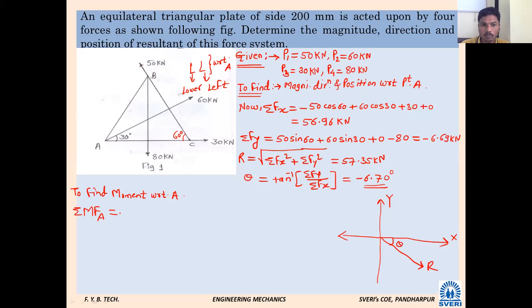Now let us see. P1 force 50 kilonewton with respect to point A. My simple question is, is it necessary to resolve this force, or directly can we find its shortest distance from point A? No, sir. We have to resolve, yes, we have to go for resolution. So at what point will we resolve this?